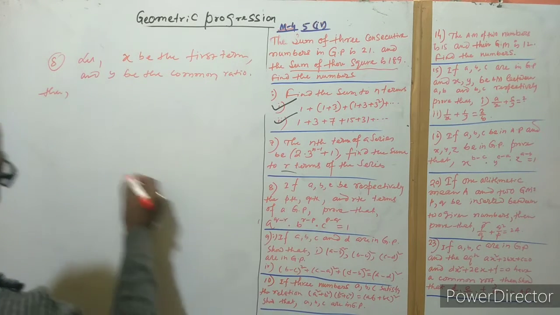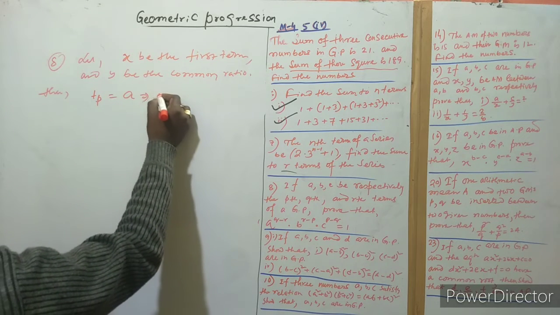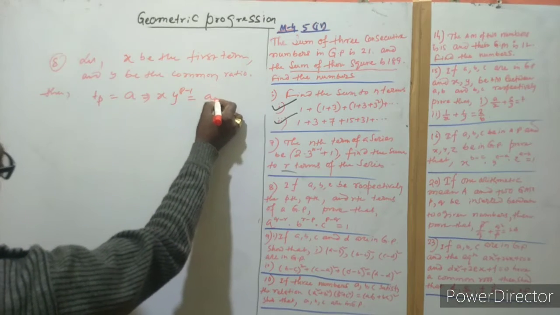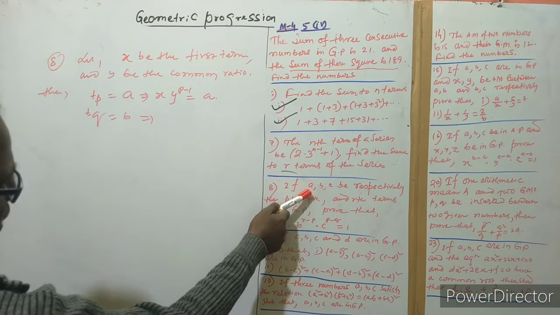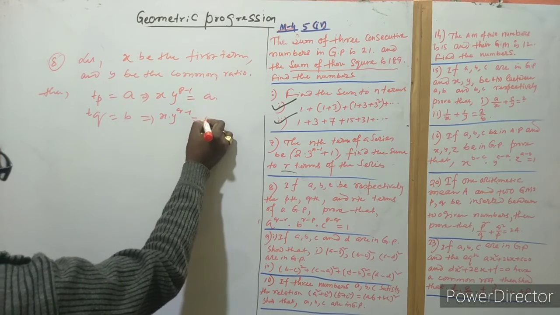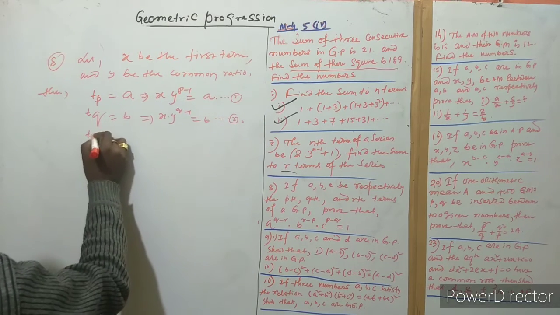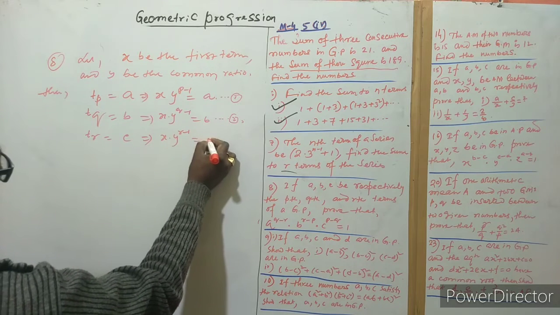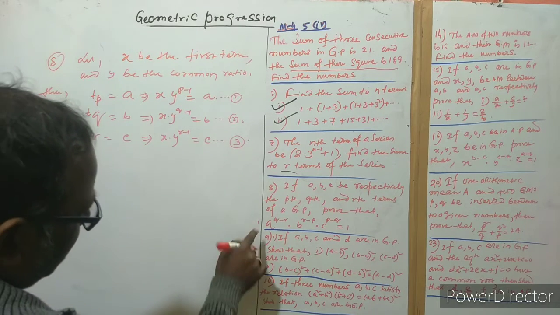So a, b, c are the pth term, so T suffix p is equal to a here. This implies that we can write here x into y to the power p minus 1, and that is equal to a. Same as T suffix q, and that is equal to b given here. I think, am I right? Yes, x into y to the power q minus 1, and that is here b. Mention that this is 1, mention that this is 2, and T suffix r, that is here c. So this implies that x into y to the power r minus 1, that is here c. Number 3 here.